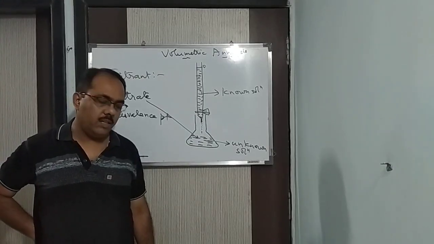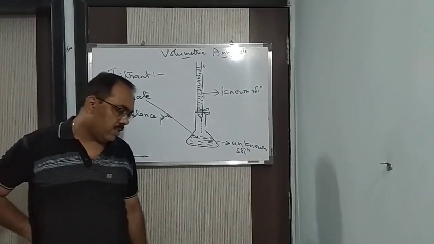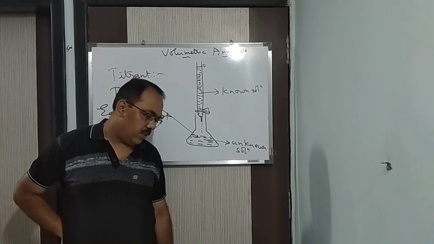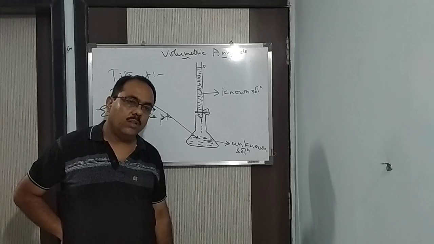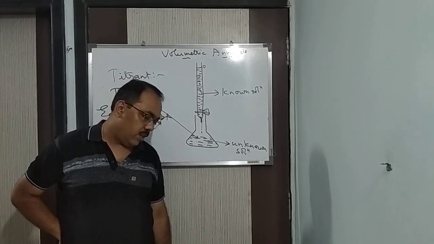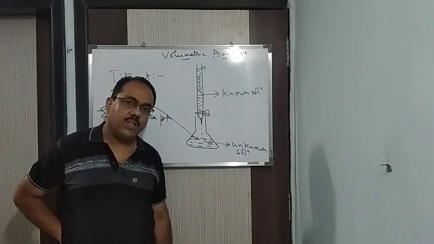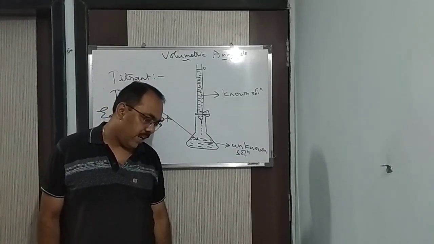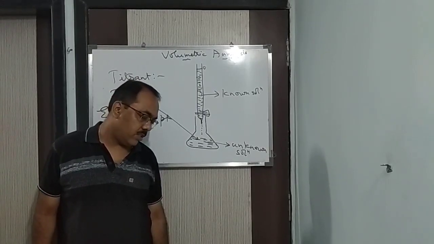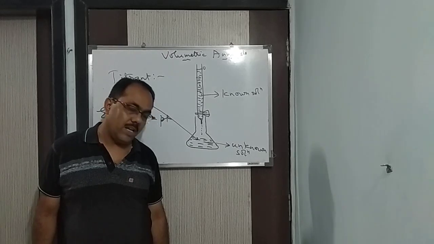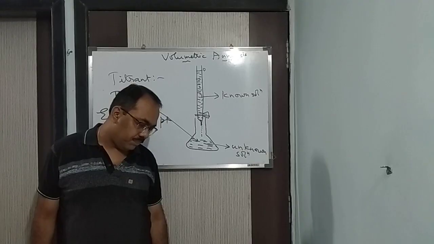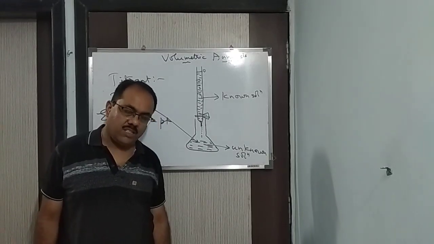Last one, indicator. Let's write the definition. Indicator: it is an auxiliary substance used for the detection of the completion of the titration. That is, it detects the end point of the titration, and is termed an indicator.